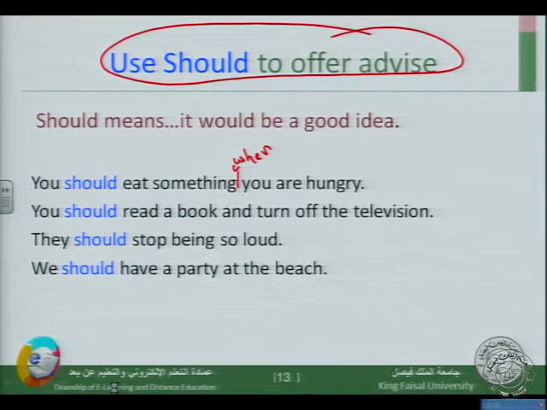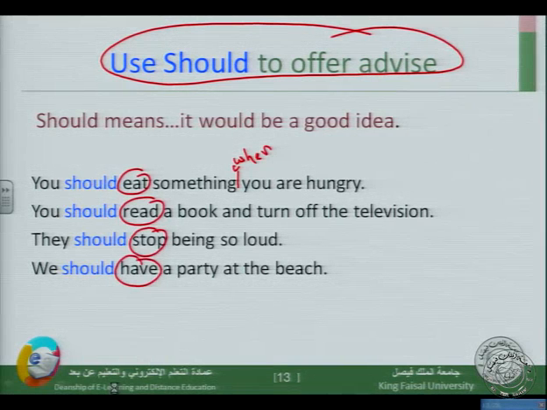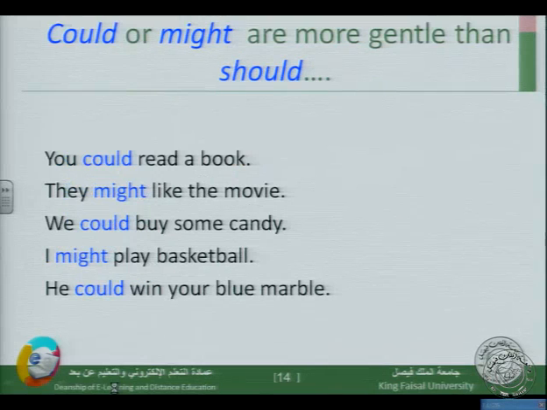So you're not warning someone. You're just saying, it would be a good idea if you do something. As you can see, after should, the verb is base form. The verb should be a base form.